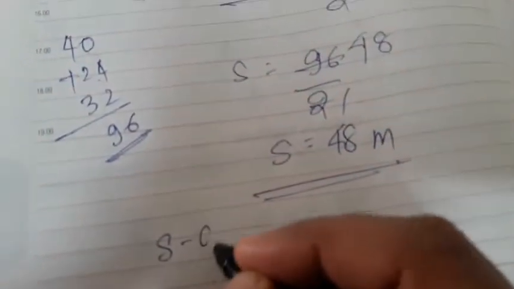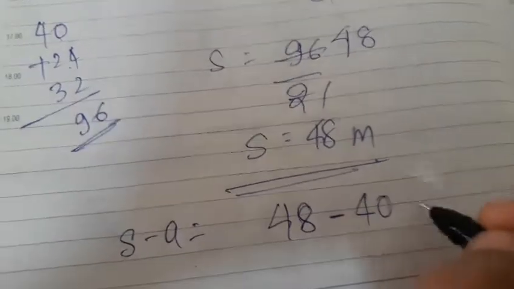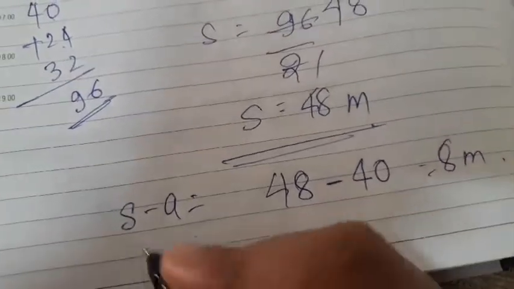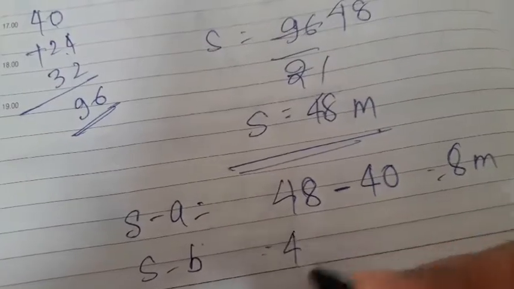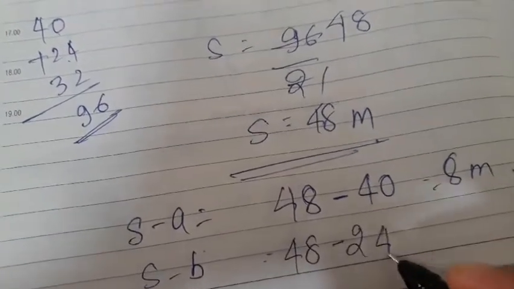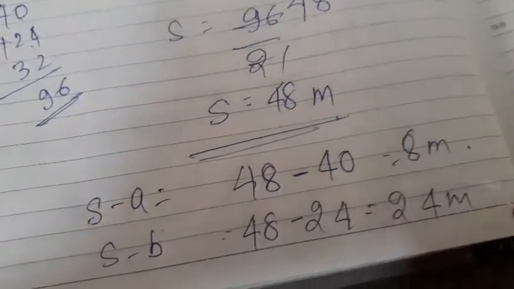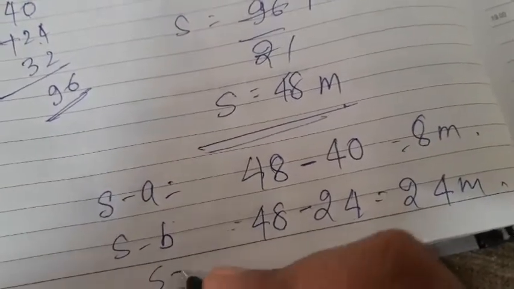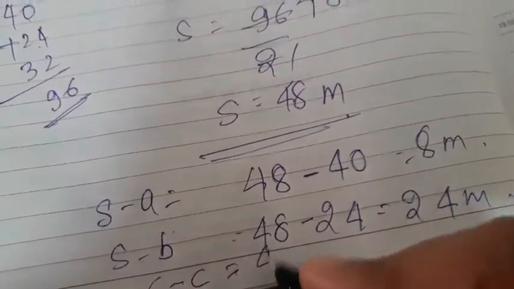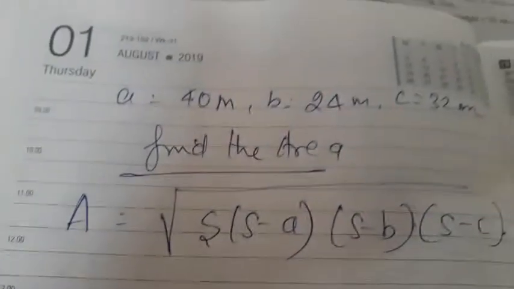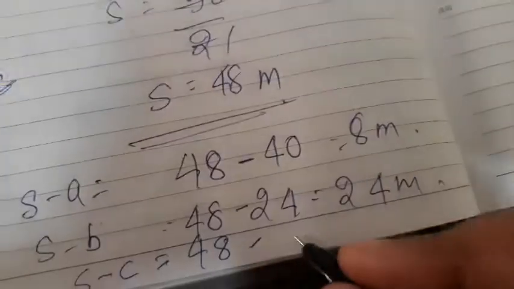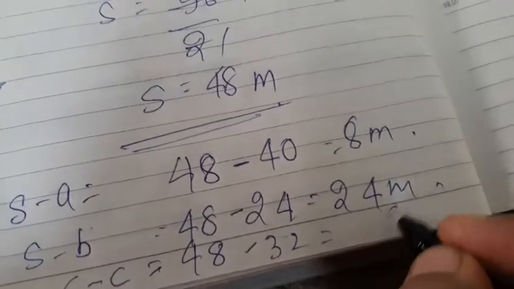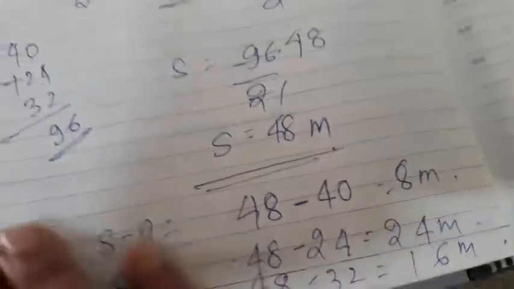Now first part, S minus A. What is S minus A? 48 minus 40, which is 8 meter. S minus B, 48 minus 24, which is 24 meter, right? And S minus C is equal to 48 minus, what is the third side? 32. So that will give you 16 meter, right? So now we will apply the formula.